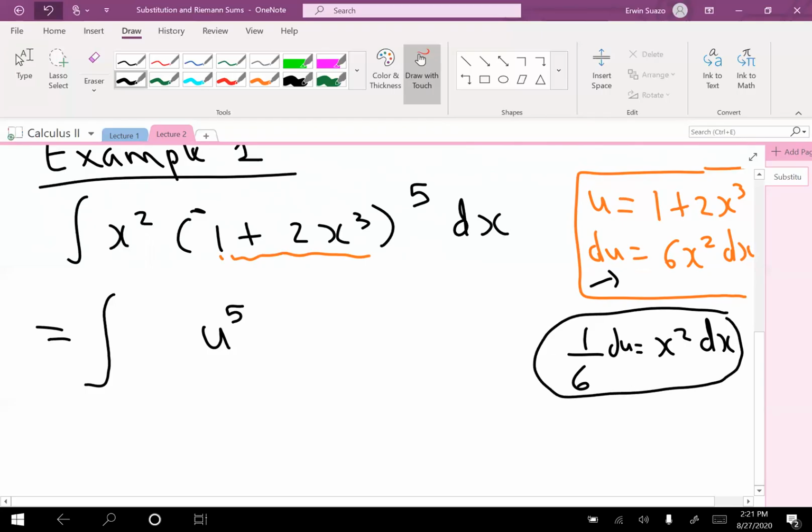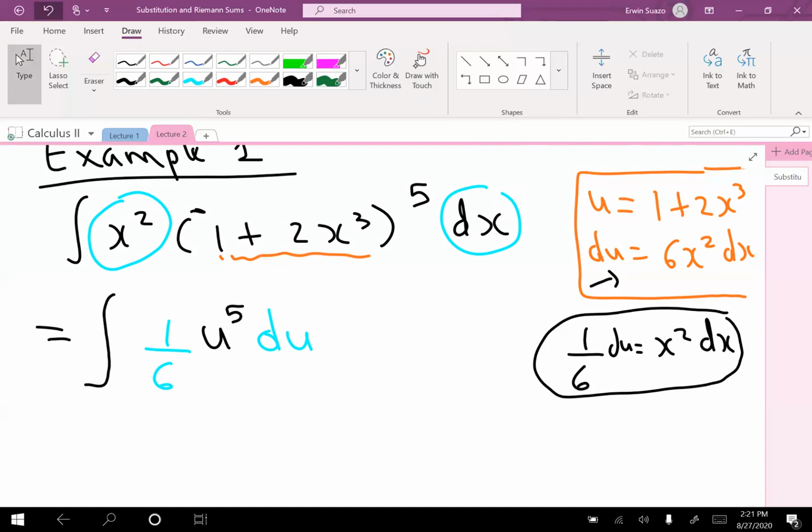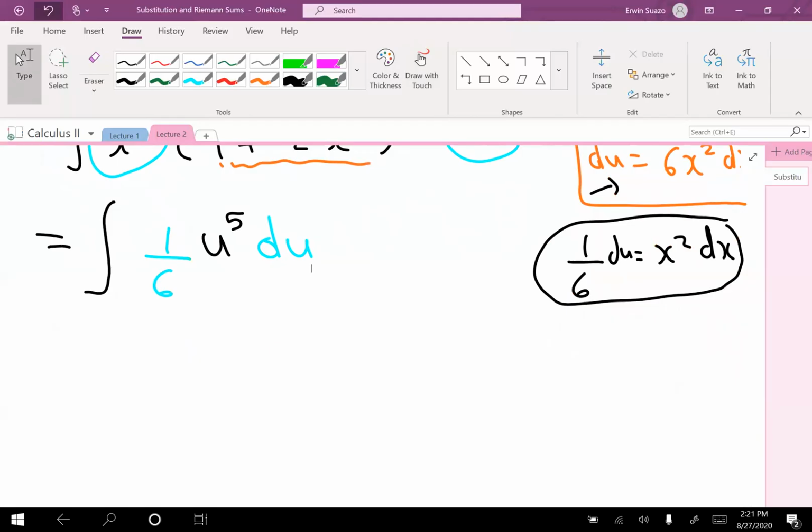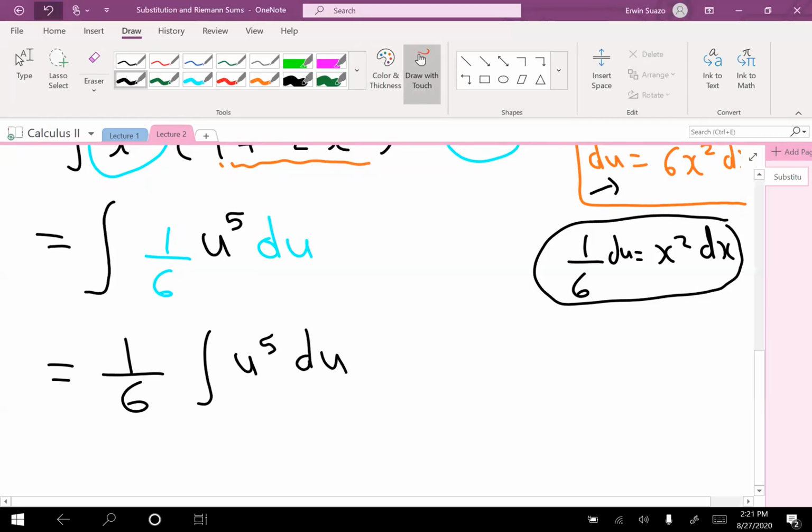And then x squared dx equals 1/6 of du. So that's what I'm going to write. Let me put it like this to be very pedagogical. 1/6 du, and my u is to the 5th. So now I take my 1/6 out, and you get the integral of u to the 5 du.